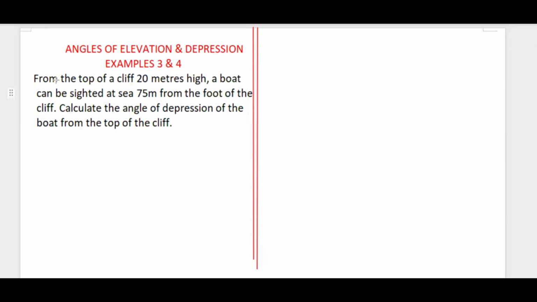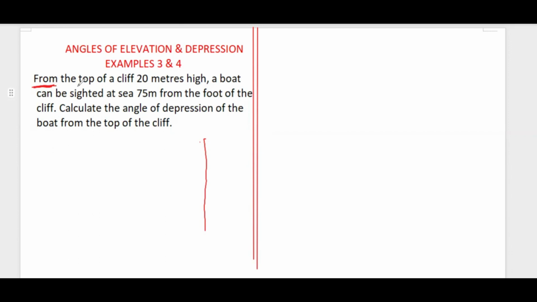We continue the aspects of application of trigonometry to angles of elevation and depression. Here we'll be looking at example 3, where we are given that from the top of a cliff, so that means the cliff is standing vertical, and the word "from" here is very important when it comes to elevation and depression and problems on bearing. It determines where the angle is.